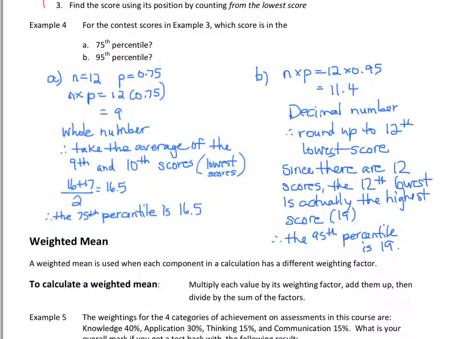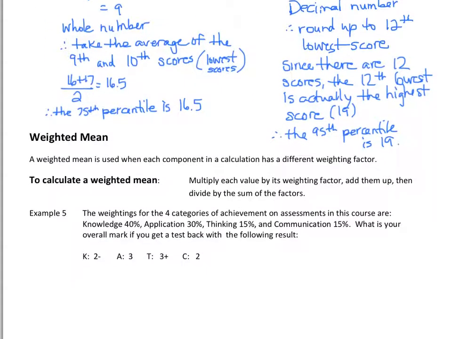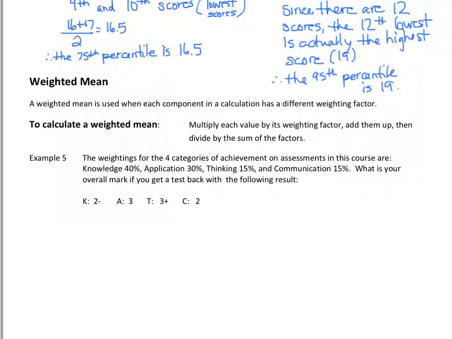And the last statistical measure we're going to look at is something called a weighted mean. A weighted mean is used when each component in a calculation has a different weighting factor. And so the example I've given you here is something that you could all relate to because it's an example of how we would go about calculating your own marks in this course.